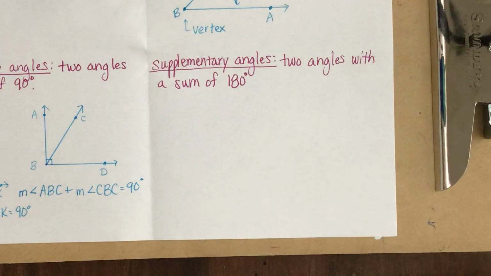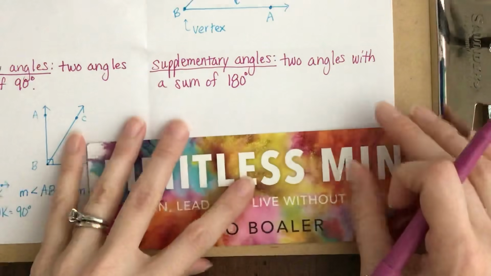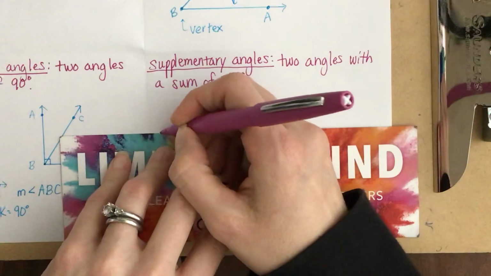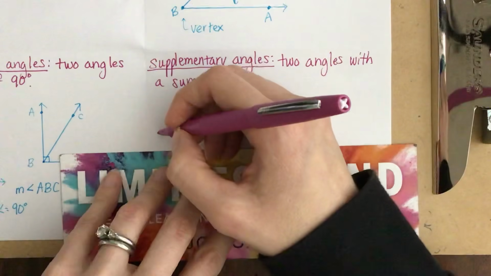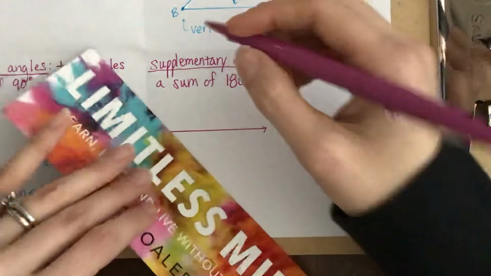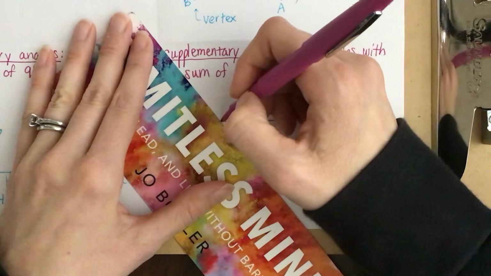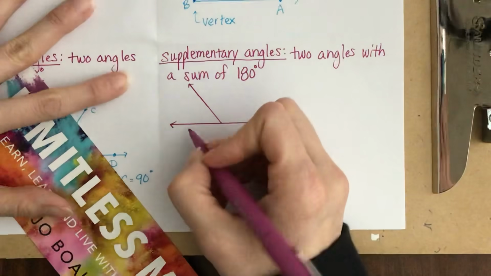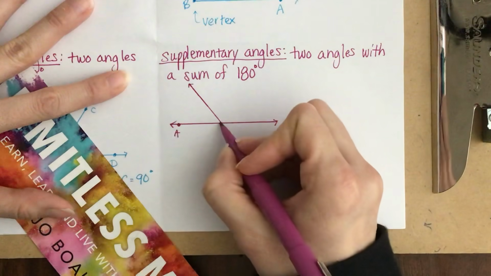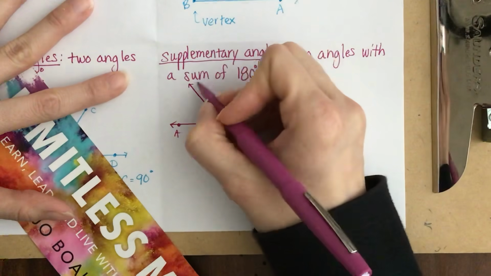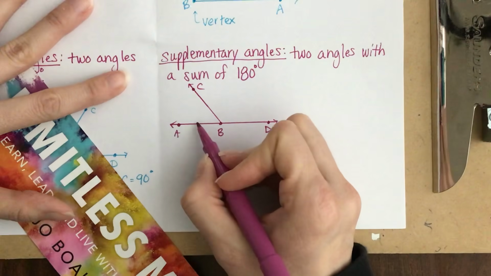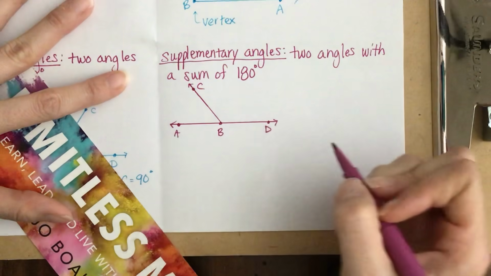Okay, so just like complementary angles, they can be adjacent to each other or they can be completely separate. They are supplementary if the two angles add up to 180 degrees. So let me first draw what it looks like when they're adjacent to each other or attached. Okay, so I'm going to name this A, B, C, and D. And what we're saying is that this angle plus this angle is equal to 180 degrees.